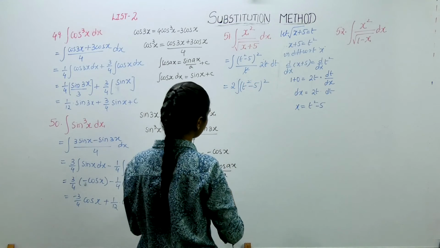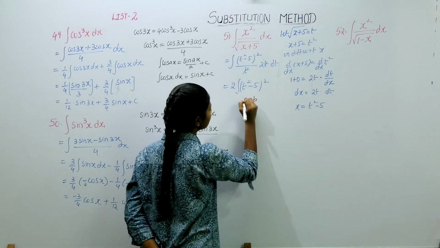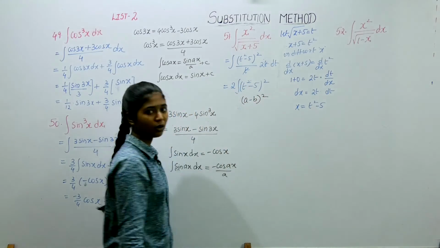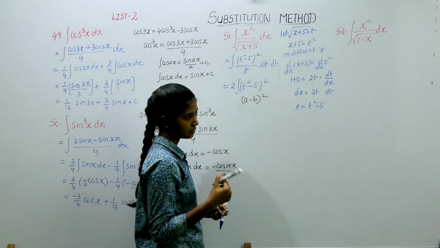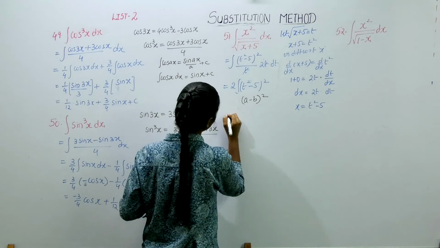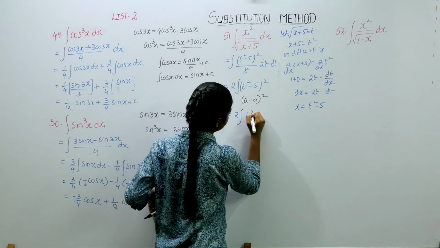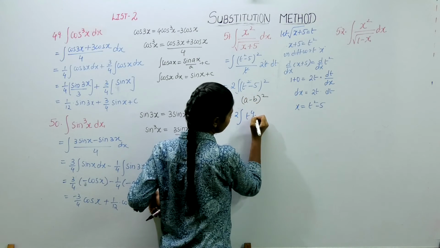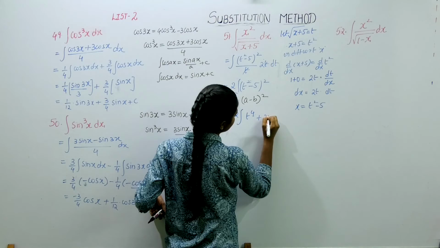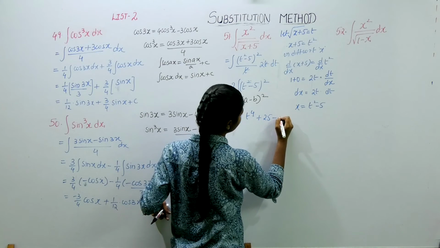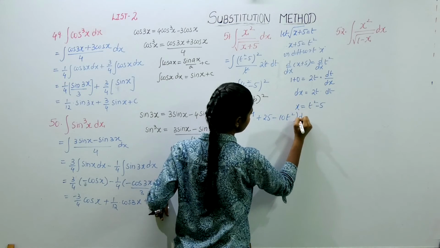This is in the form of (a minus b) whole square. We know the formula for (a minus b) whole square: it is a square plus b square minus 2ab. And we substitute it. It becomes t power 4 plus 25 minus 10 t square dt.